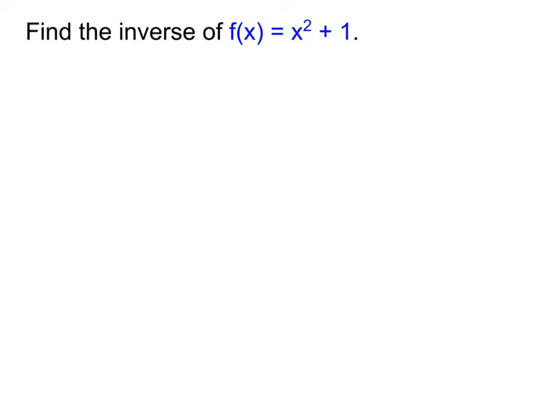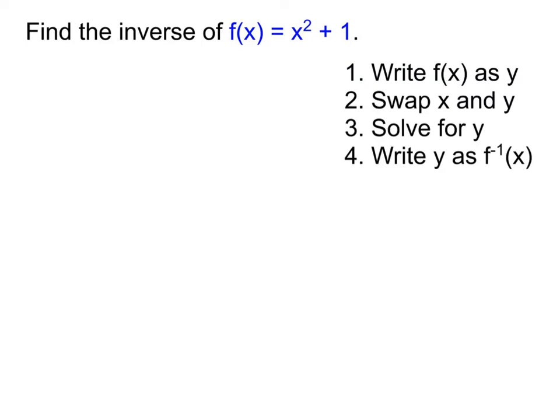Well, if that's the case, make your life a little bit easier. Write the f of x as y. So just write it as y equals x² + 1. Okay, now it's x and y. So swap x and y. That would mean x equals y squared plus 1. Then, having done that, we will go ahead and solve for y.